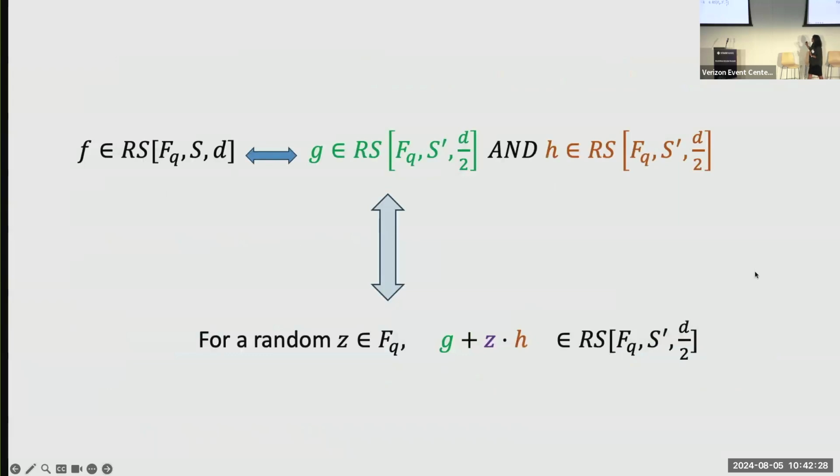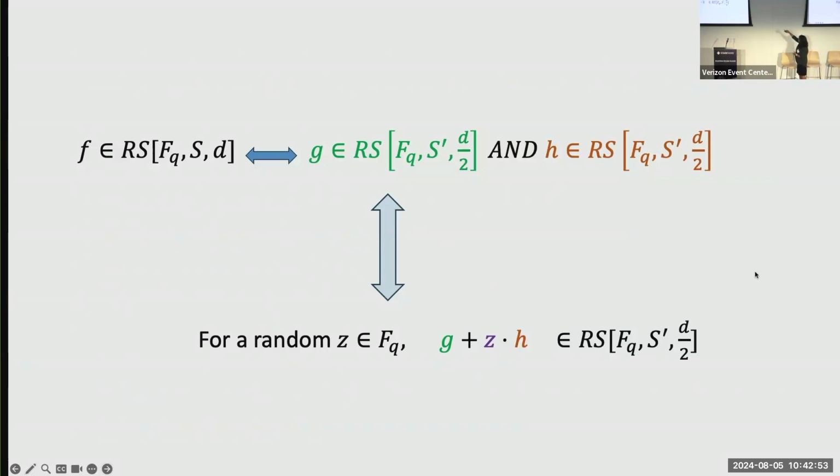Good. So that was one step. From f, we got these 2 functions g and h, but then we took g and h and took a random linear combination of g and h to get one single function, which we called f prime. And what we really wanted to argue was that f prime had this farness preserving property with respect to f. f is far if and only if f prime is far.